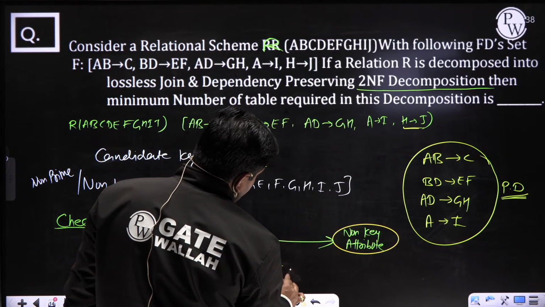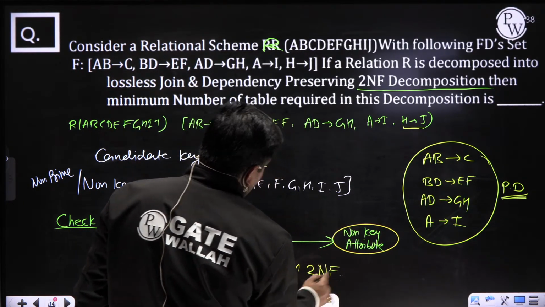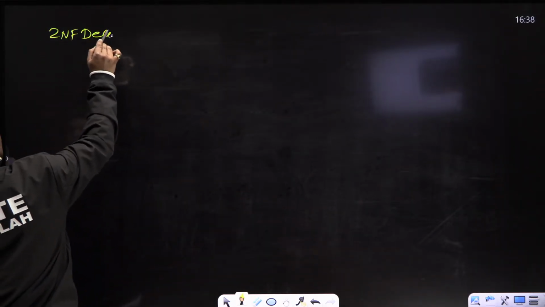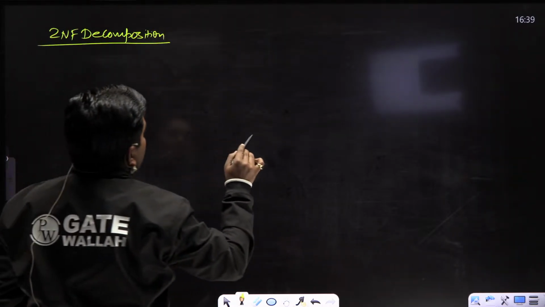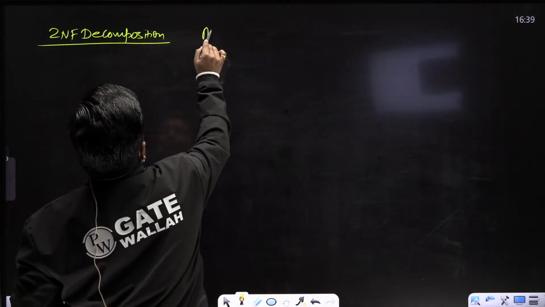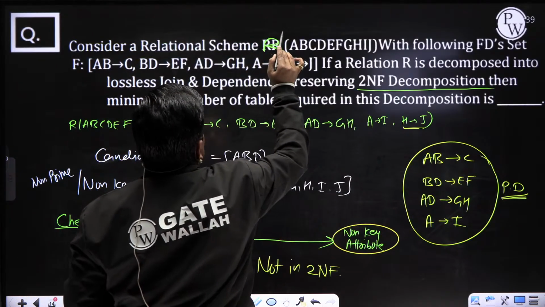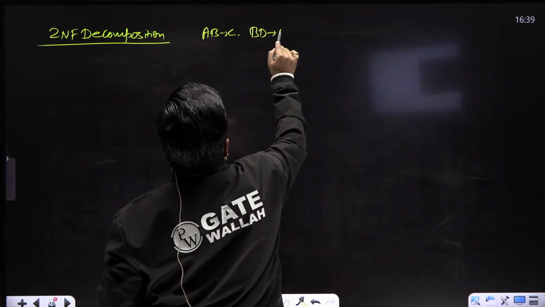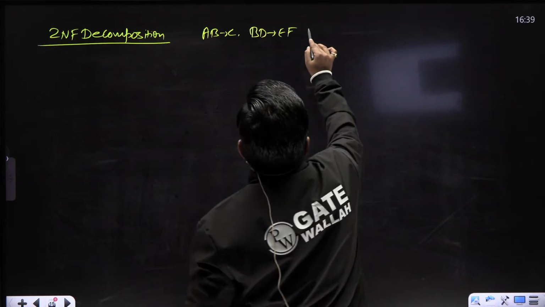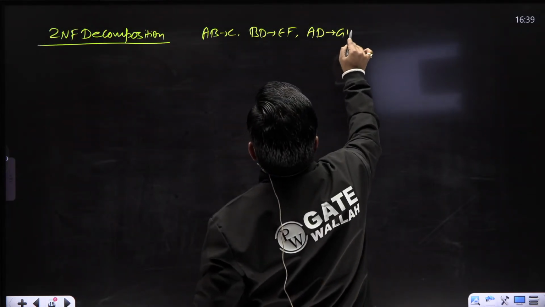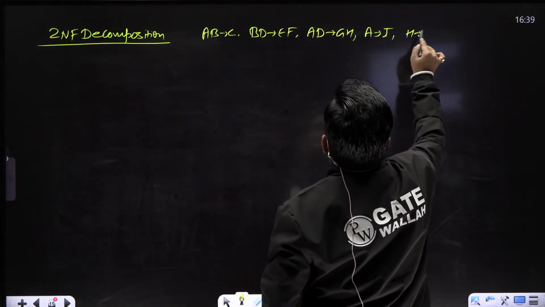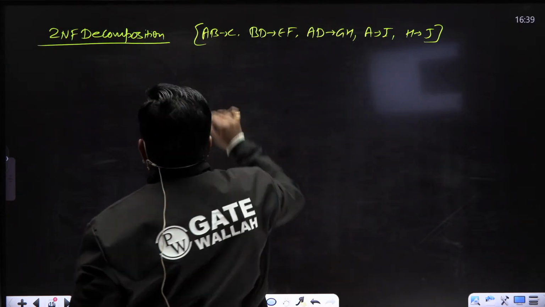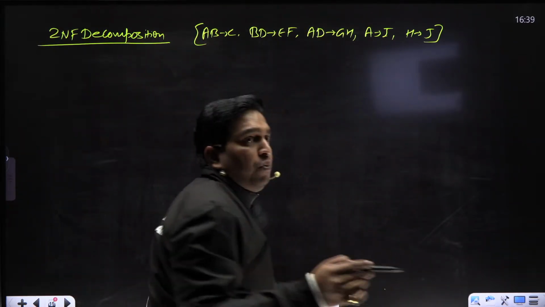So not in 2NF. Then what we do, my dear? We will do 2NF decomposition. Now you tell me how we do the 2NF decomposition. First of all, write down the FDs. AB tends to C, BD tends to EF. Yes or no, my dear? AD tends to GH. Keep your josh always high. A tends to I and H tends to J. And whatever partial FD, how do we decompose?